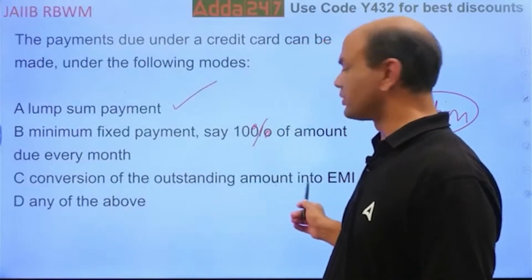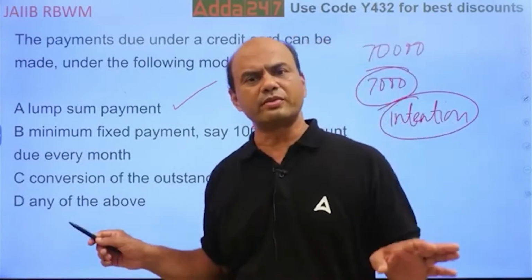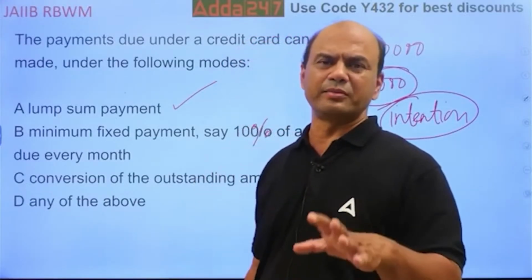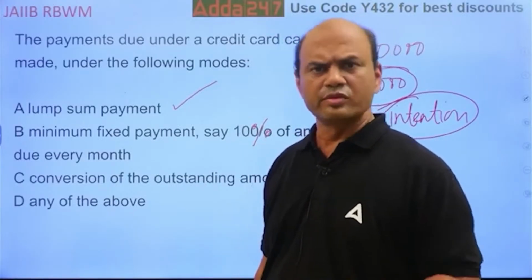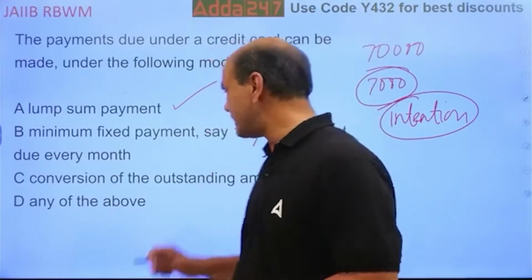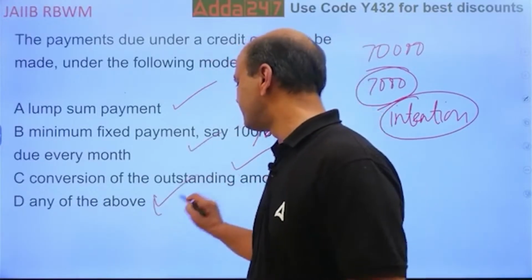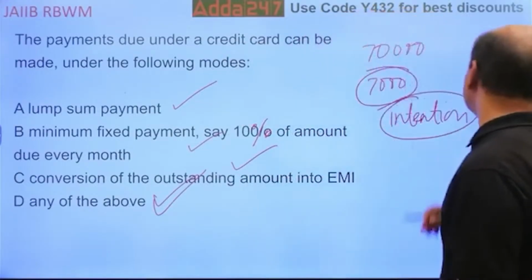Conversion of the outstanding amount into EMI, that is also allowed. Officially, if you do it, it's very much allowed. You can ask the credit card company, kindly, I am not able to pay this, kindly convert this into 13 months EMI. So the company converts. So anything of this is allowed. So the answer is any of the above. Okay, the answer is any of the above. Got it, everyone?